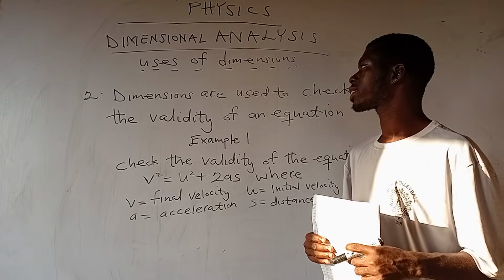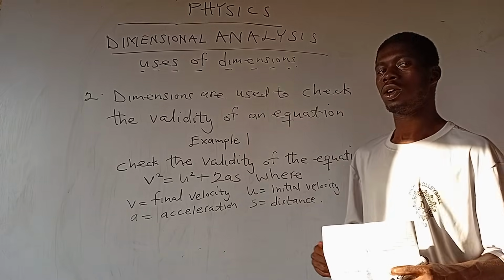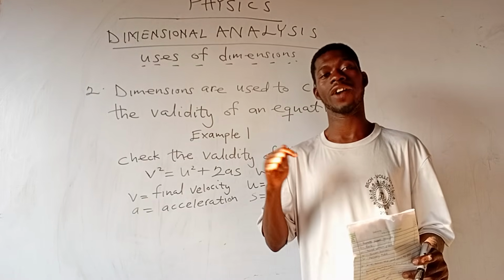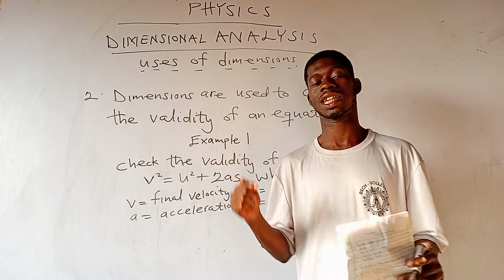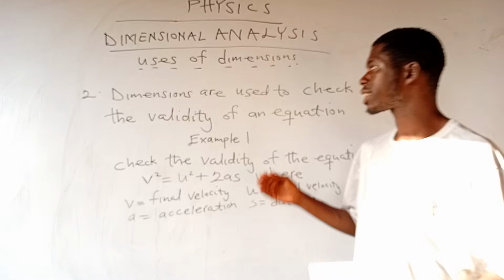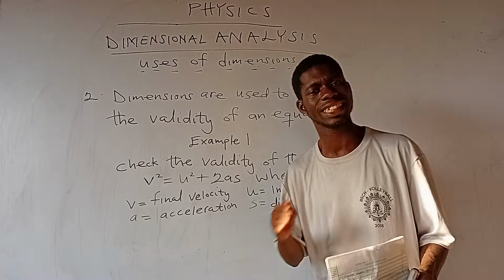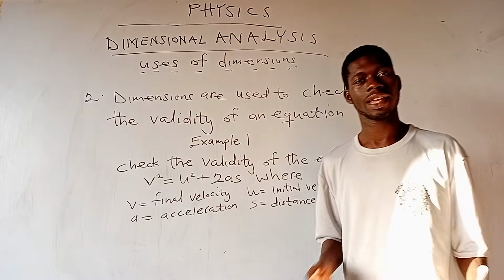Today we are still on the uses of dimensions. The first use of dimension is to find the unit of a physical quantity. The second use of dimension is that dimensions are used to check the validity of an equation.